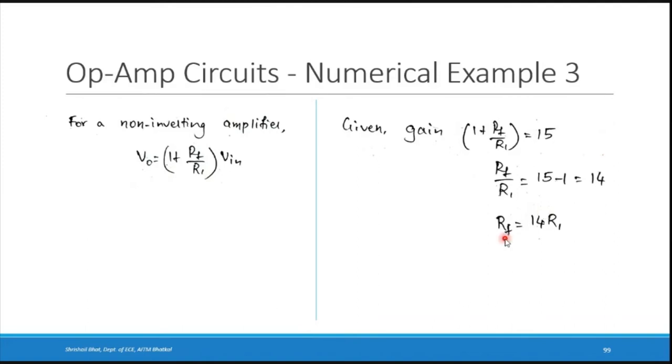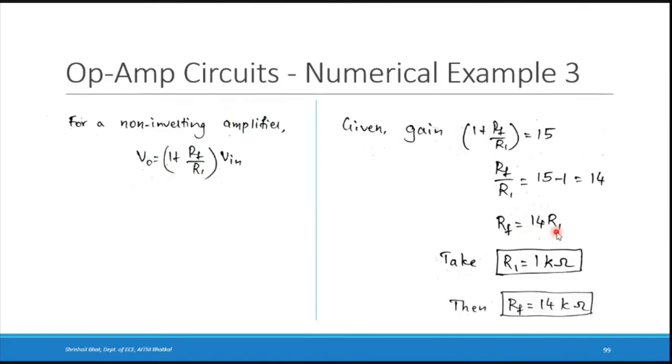Then RF will be 14 into R1. Here again I will take any value of R1. Let us take R1 is equal to 1K, similar to the previous one. If R1 is equal to 1K, then RF will be 14 into 1K, that is 14K. So depending on what value of R1 I take, I will get the corresponding value of RF. Here again, you're free to choose R1 whatever you want. You can take it as 100 ohms or 1K or 10K, whatever value. Depending on that value, you will get a proper value for RF.